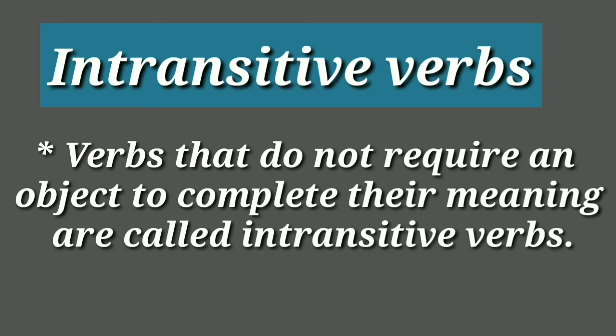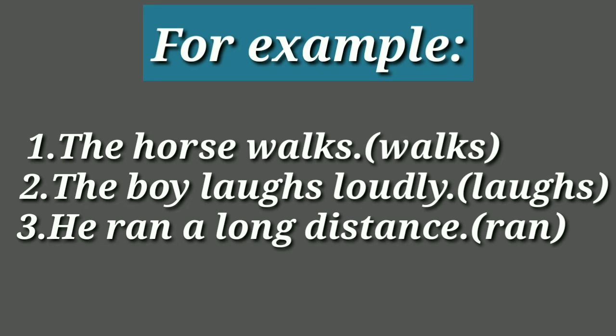Intransitive verbs. Verbs that do not require an object to complete their meaning are called intransitive verbs. Let's see the examples. The horse works. The boy laughs loudly. He ran a long distance. In these sentences, the words works, laughs, ran are intransitive verbs as they make sense by themselves. They do not require an object to complete their meaning. The words loudly and a long distance are not objects.